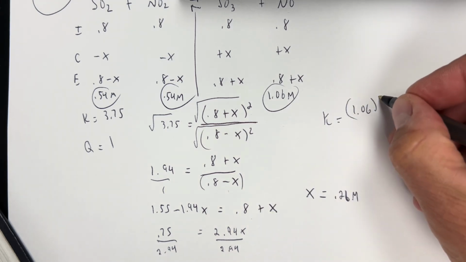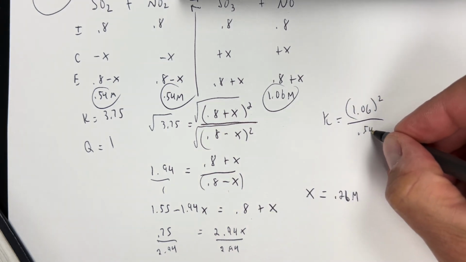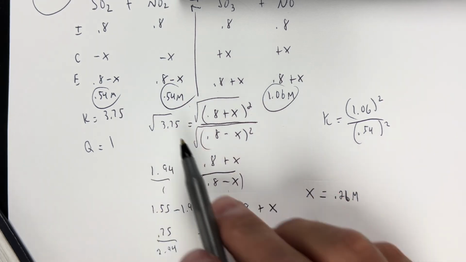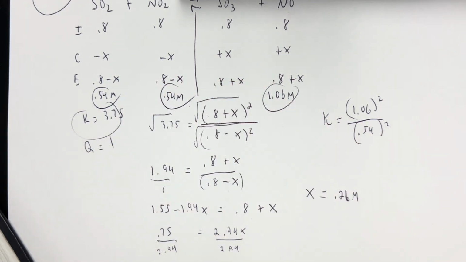You could plug in and solve for K and say, okay, I got 1.06, both of these be 1.06, so 1.06 squared over 0.54 squared, because that's what both those are, and that should equal your K value of 3.75.